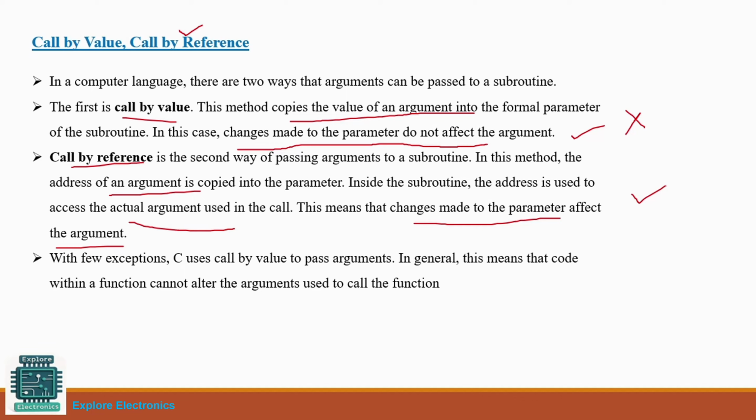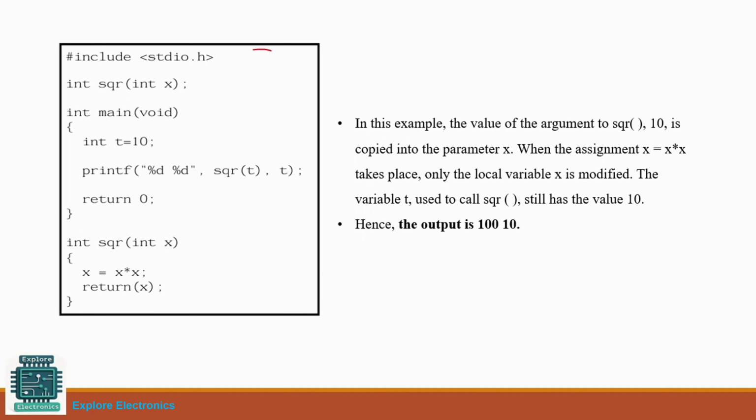With few exceptions, C uses call by value to pass arguments. In general, this means that the code within a function cannot alter the argument used to call the function. This is a program example, and in this example, the value of the argument t in square(t) is copied into the parameter x. When the assignment x = x * x takes place, only the local variable x is modified and the variable t used to call square still has the value 10. Hence, the output is 100 and 10.